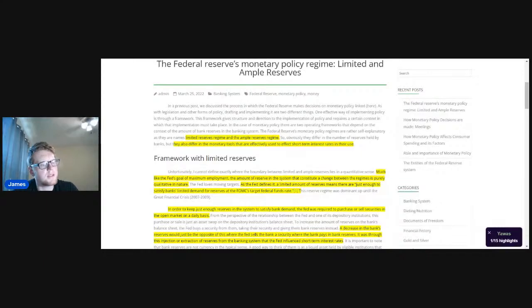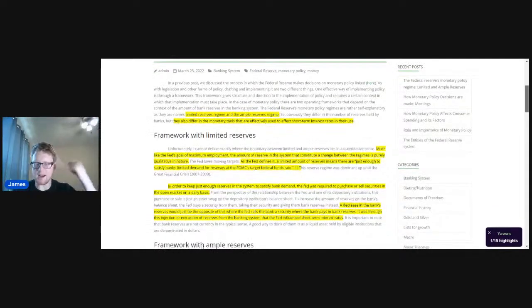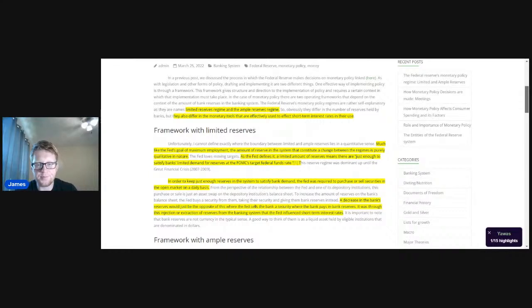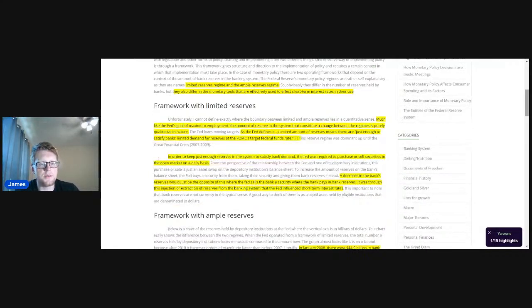Because whenever you're doing policy, political parties will have policy platforms and stuff. Well, the Federal Reserve and central banks have different frameworks which they use. Their different frameworks are defined by the amount of reserves in the banking system, mostly because that defines the types of tools that are actually effective on short-term interest rates. They're very, very creative in naming their frameworks. So one is with limited reserves, and the other one is with ample reserves.